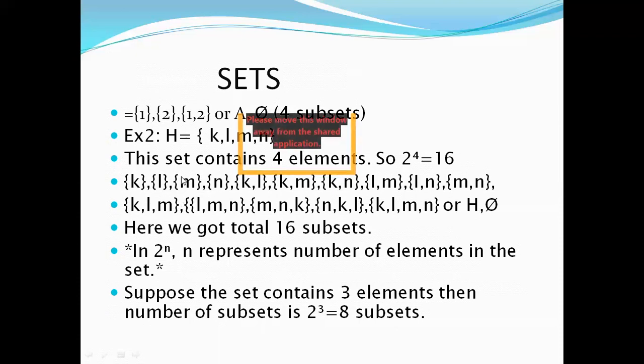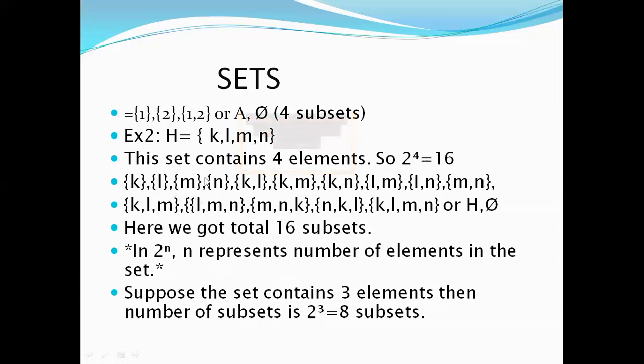Now second example, you see, set H is equal to {K, L, M, N}. These are the 4 elements in the set here. So this set contains how many elements? 4 elements. So according to the formula, it is 2 to the power of n. In place of n, what should we write? 4, because the set contains 4 elements. So 2 power 4 value is 16. That means we should get 16 subsets.